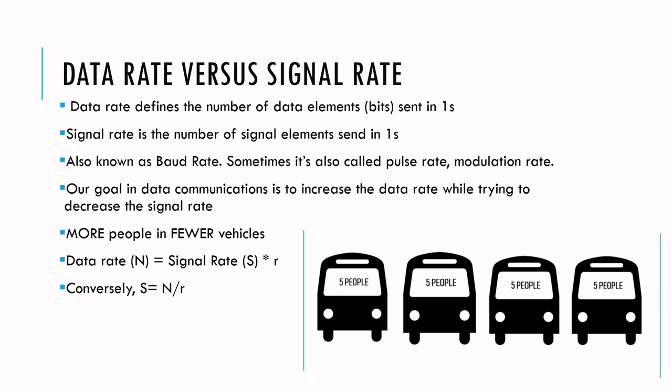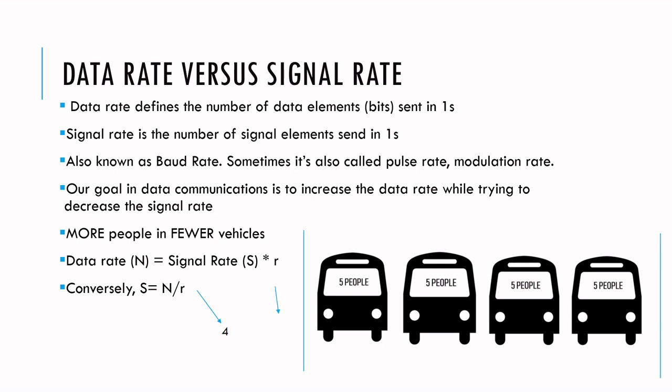Let's do a tiny math to test our understanding. Suppose 4 signal elements are being sent in 1 second. If we try to map this to our analogy, 4 vehicles are being sent in 1 second. So the signal rate is 4. Now each of these vehicles is carrying 5 people. Okay? In other words, each signal element is carrying 5 data elements.